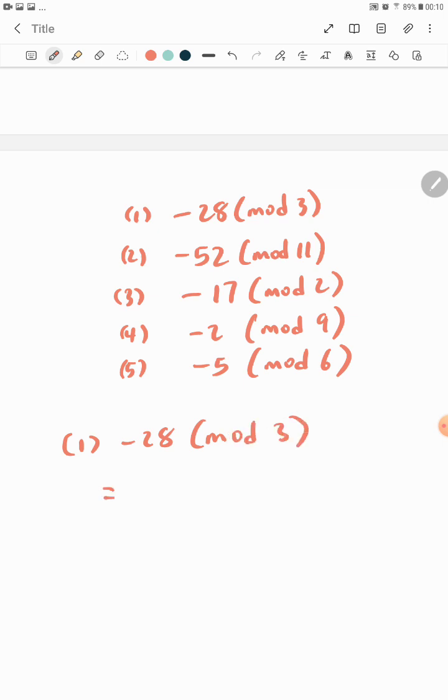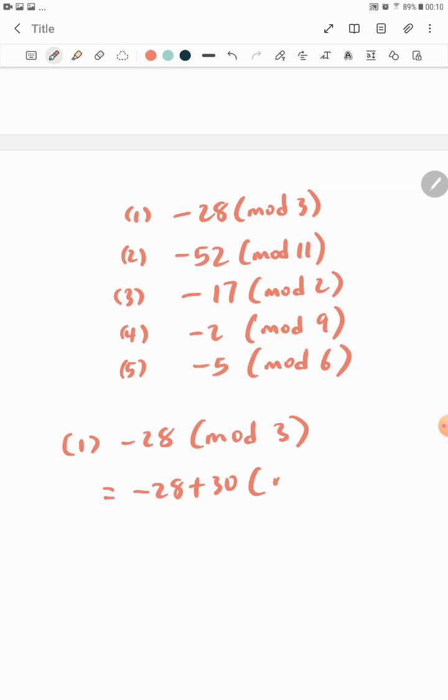So I can turn this to be minus 28. So thinking about multiples of 3, what is a multiple of 3 that is the closest to minus 28, that can turn it to a positive number? So I'm going to use 30. 30 is the multiple of 3 that is closest to 28.